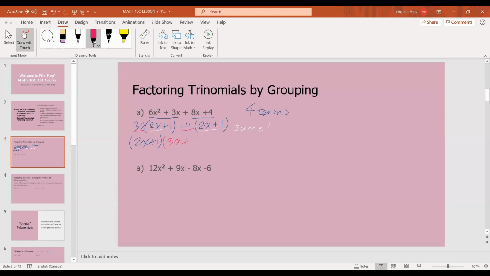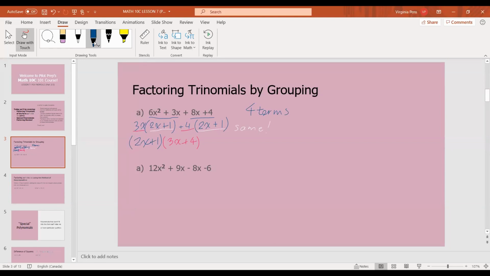So this is what happens when we factor it by grouping, and it's pretty convenient. It might look like it has a lot of steps at first, but once you get used to it, it'll go by really quickly. Like you'll look at a question, bam, and then factor it. So let's try another example.